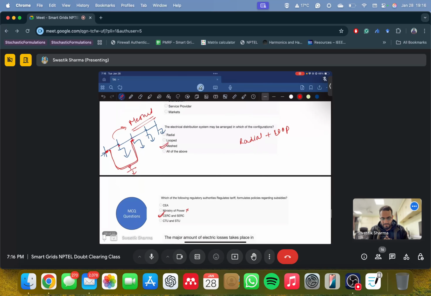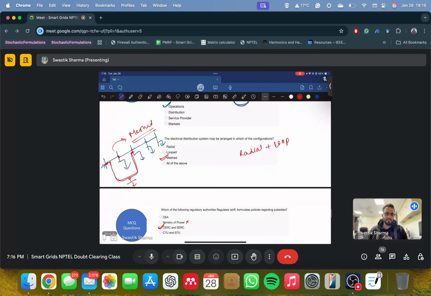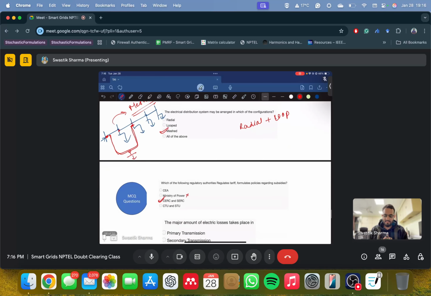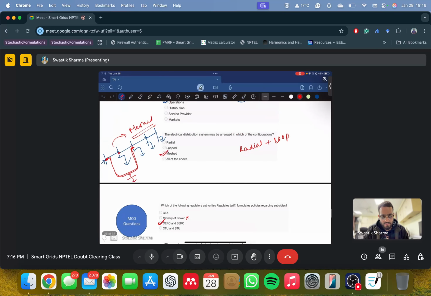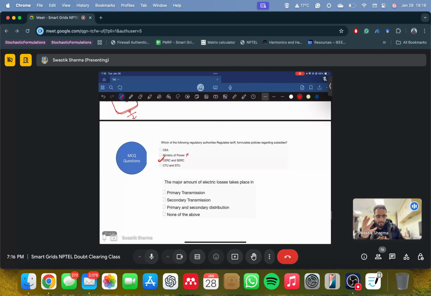Sometimes the question does not make sense. It's not only in radial and only in looped, so it is meshed. She's saying it can be radial as well. You can have a radial distribution system, so it's maybe arranged. Whoever asked this question, I'll just say to you that if there is one correct answer, pick that. Don't go for all of the above. I'm just telling you because you will be facing these questions in the next assignments as well.